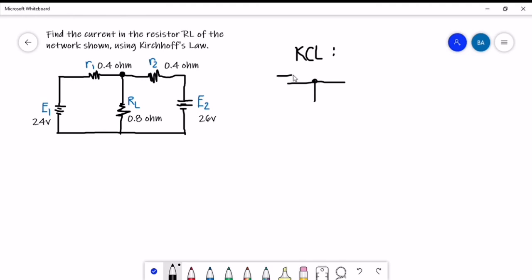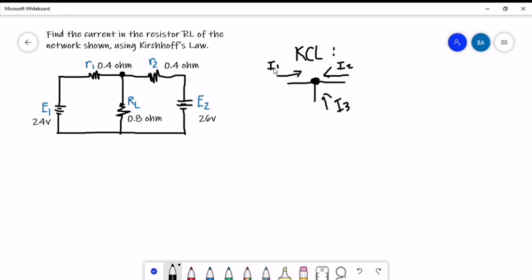If we have a current that enters here, let's say this is I1, and we also have a current that enters this node, this is our I2, and then another current. This is just an assumption. So we have a node here and three currents: I1, I sub 2, and I sub 3.